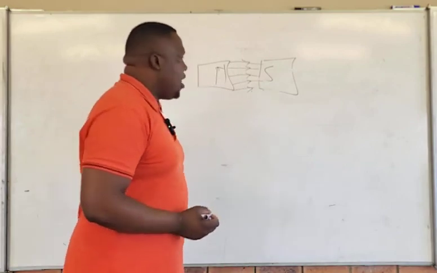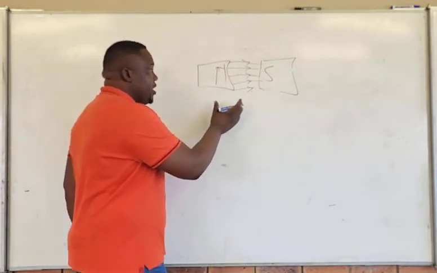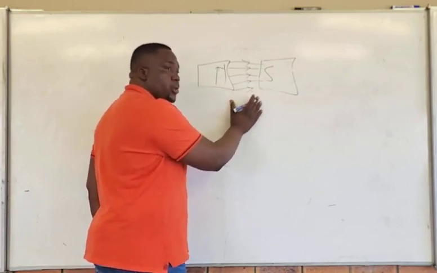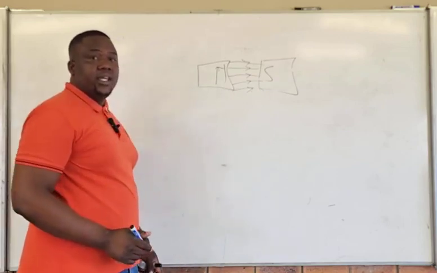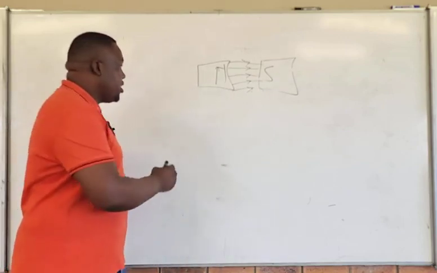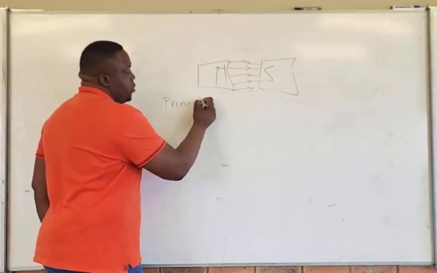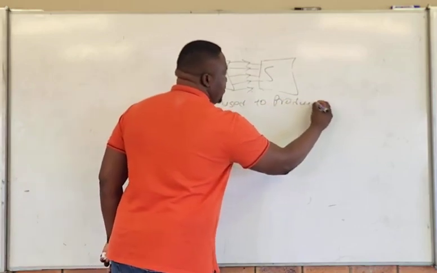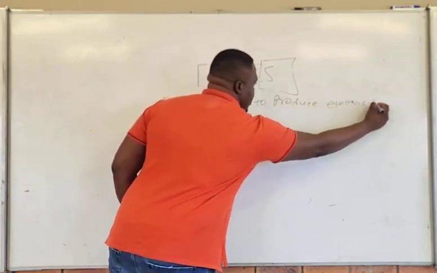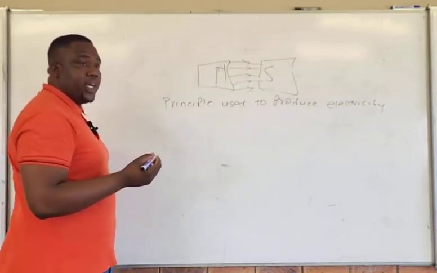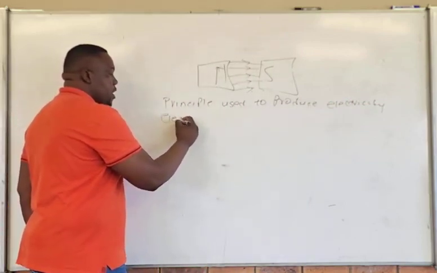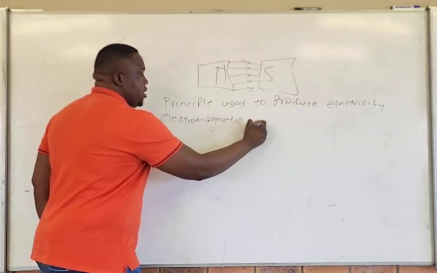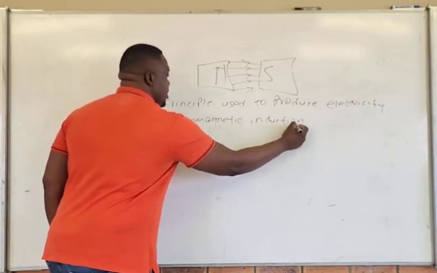What can I say? I need to make you understand that here I want to show you how we get to generate or produce electricity. The principle used to produce electricity is called electromagnetic induction.